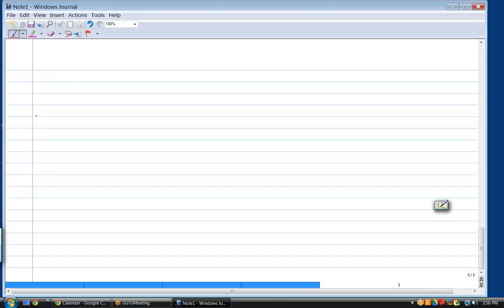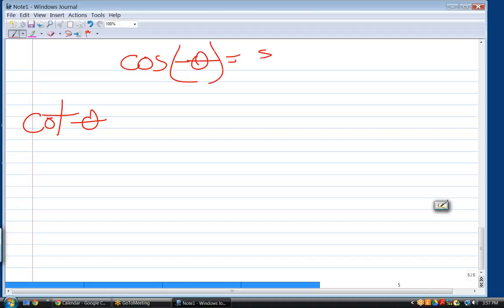Okay. So, cotangent of theta if cosine of negative theta is 5 over 11, and secant of pi over 2 minus theta in parentheses equals negative 11 square root 6 over 24.